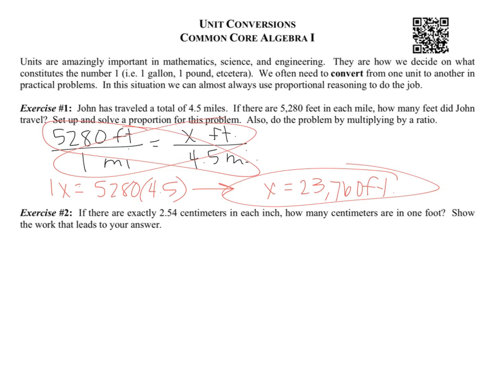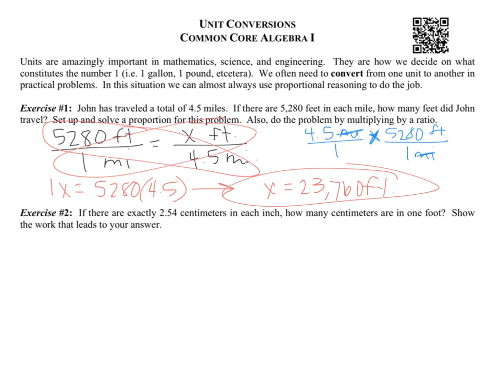You could also do the problem by multiplying by a ratio. If we know that 4.5 miles over 1 times 5,280 feet over 1 mile, what cancels themselves out are the miles, and we know that 4.5 times 5,280 still becomes 23,760.